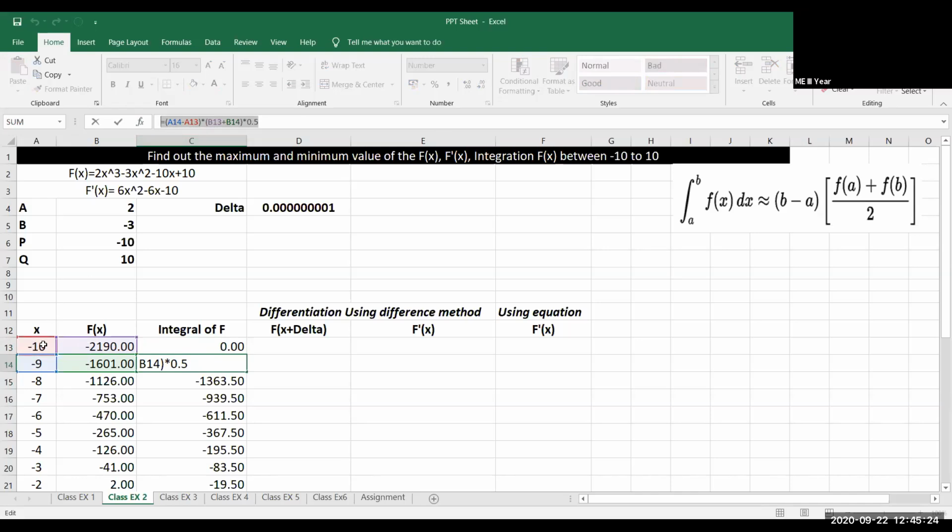So b minus a, that is A14 minus A13, into the FA value, that is F13, and the F14 value. So this will be the cell value. So FA plus FB divided by 2. In place of dividing by 2, I have multiplied with 0.5. Same thing. Then we got this value.